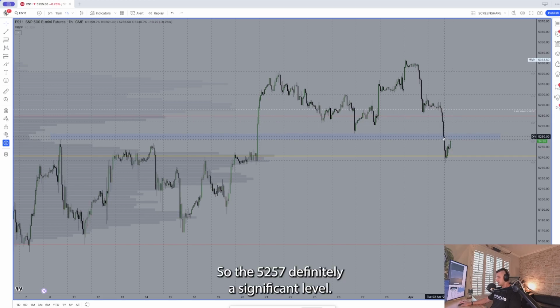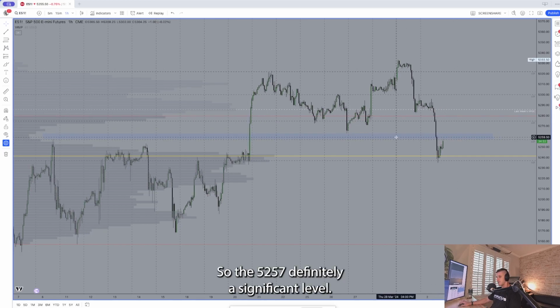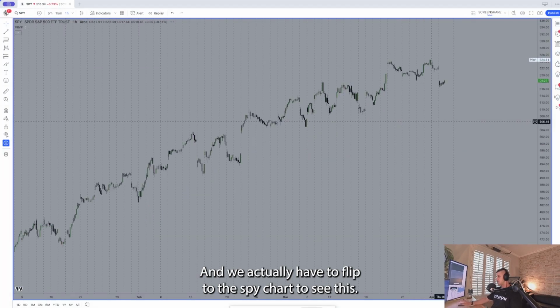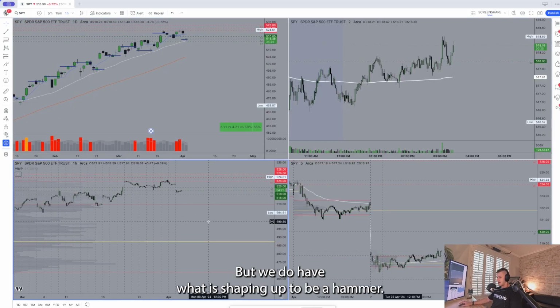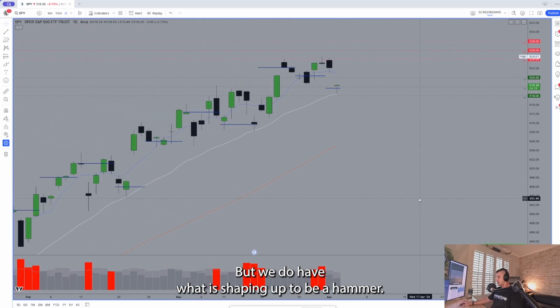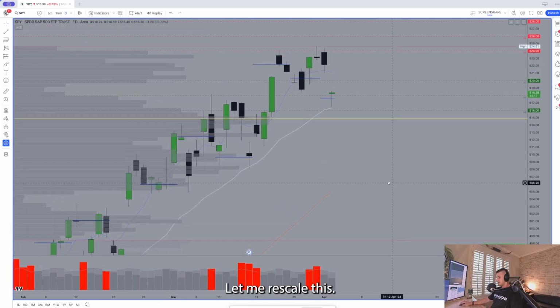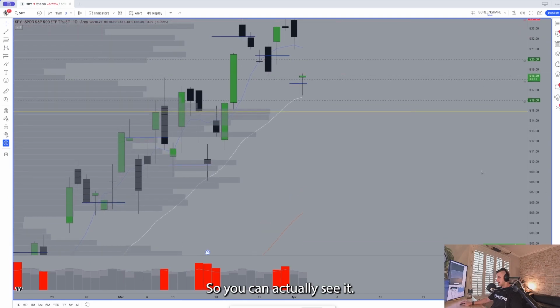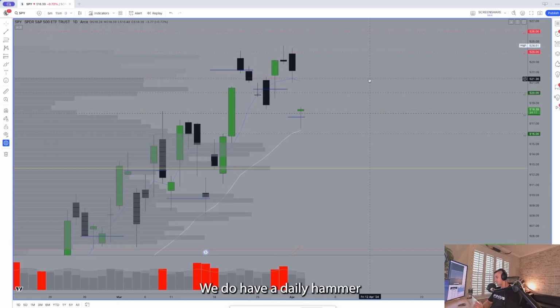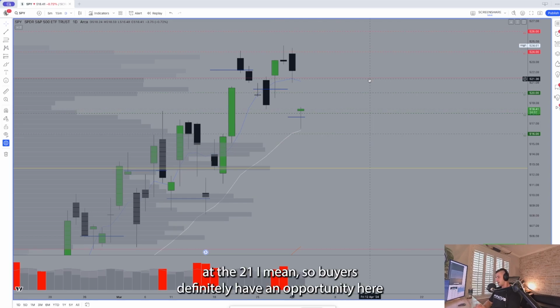So the 5257 is definitely a significant level. What I'm more interested in today is the fact, and we actually have to flip to the SPY chart to see this, but we do have what is shaping up to be a hammer. Let me rescale this so you can actually see it. We do have a daily hammer on the SPY chart here, right at the 21 MA.